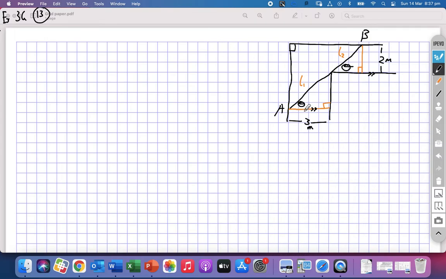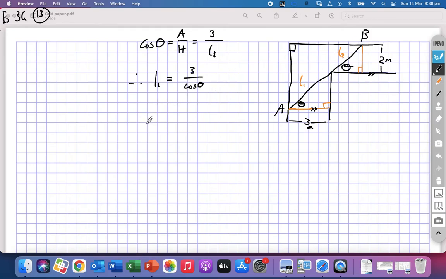All right, then the 3 meters becomes an adjacent. The L1 is a hypotenuse. That means we need to go for cos. Adjacent on hypotenuse. Adjacent is 3. Hypotenuse is L1, well, not L2, I've called it L1. So with a bit of rearranging, L1 becomes 3 divide cos theta.